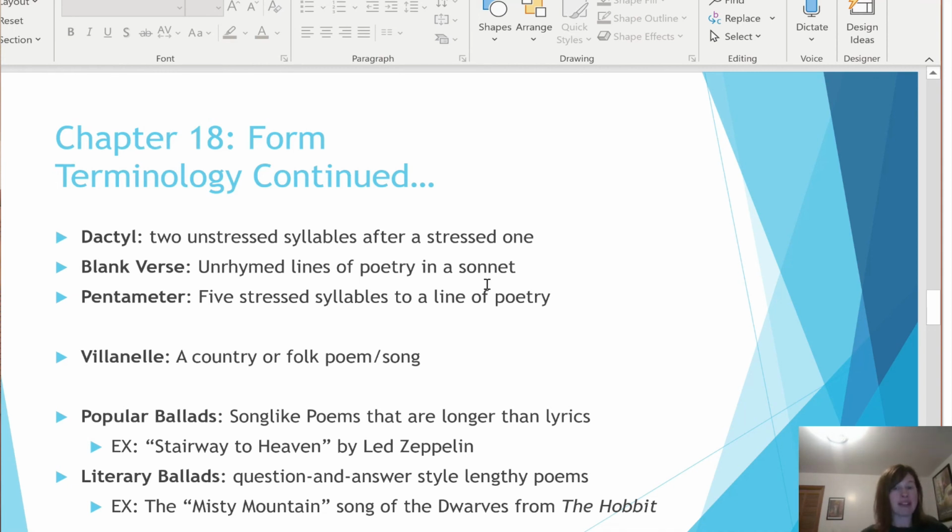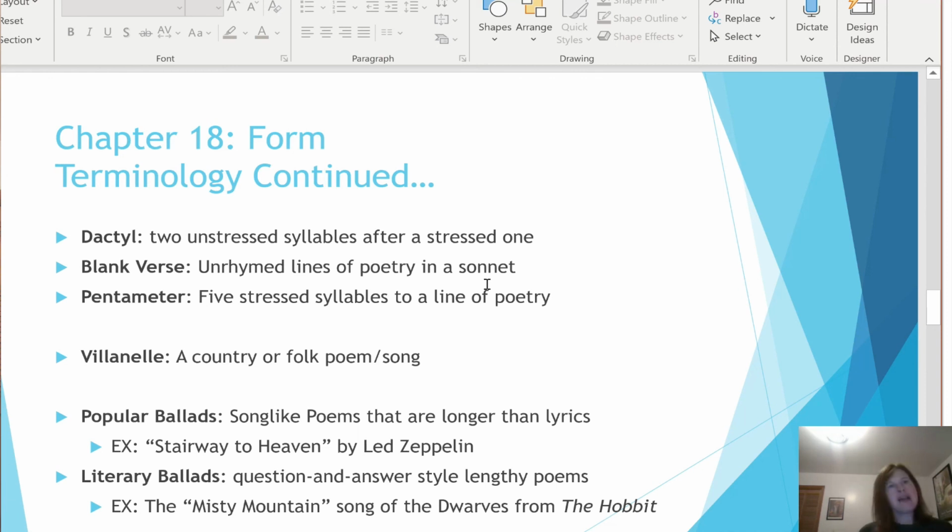A literary ballad, though, is not necessarily a song, but it's more like a poem that reads like prose. It has a question and answer style to it. And the one that comes to mind most commonly is the Misty Mountain song that the dwarves sing in The Hobbit. I think that one has a very prose-like structure to it.